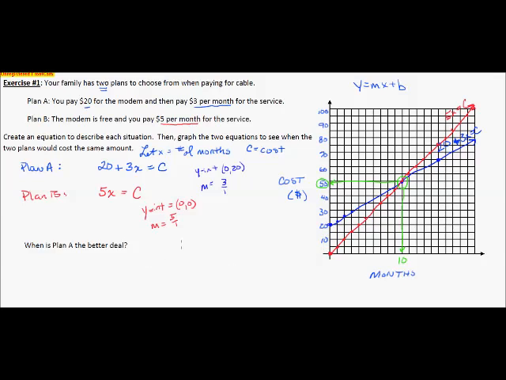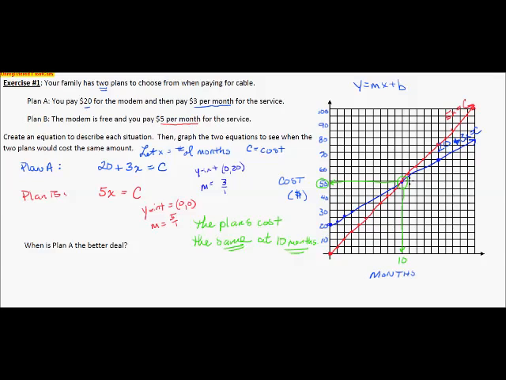So after 10 months, to answer our questions, the plans cost the same after, or at, I should say at, because it is really at 10 months. Okay, we'll change that to at 10 months. So you can see where I'm looking where they cross. And this other part down here says, when is Plan A the better deal? Well, Plan A is the blue line over here.